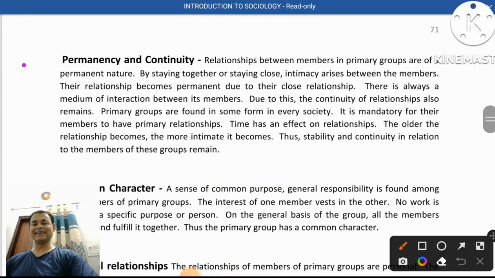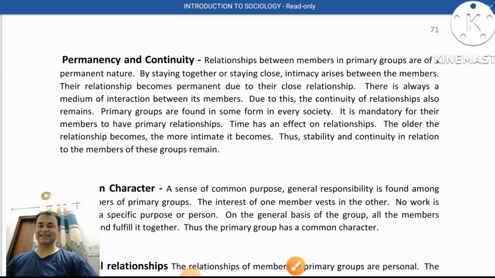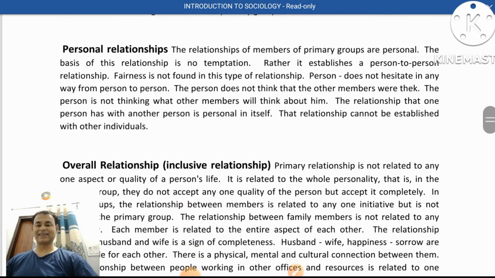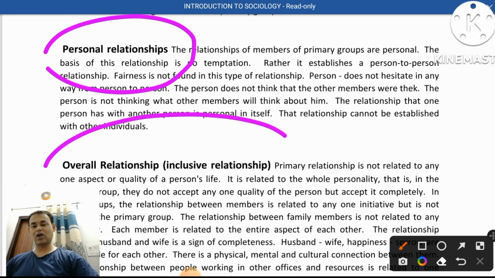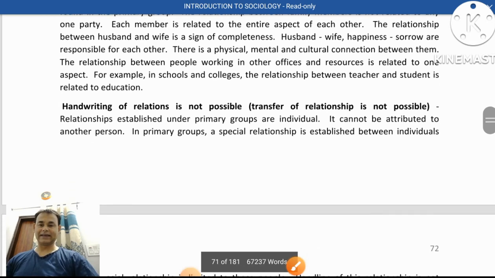Permanency and continuity. The relationships between members in the primary group are of a permanent nature. Common character, personal relationship, which have already been described. There is personal relationship, overall relationship in the primary group.